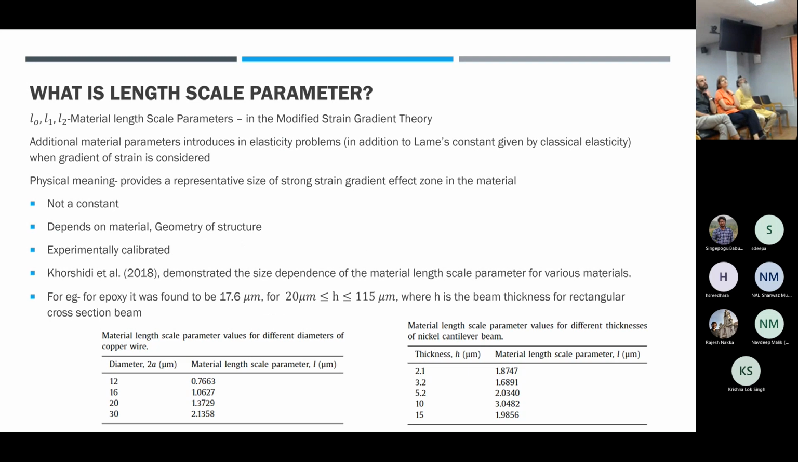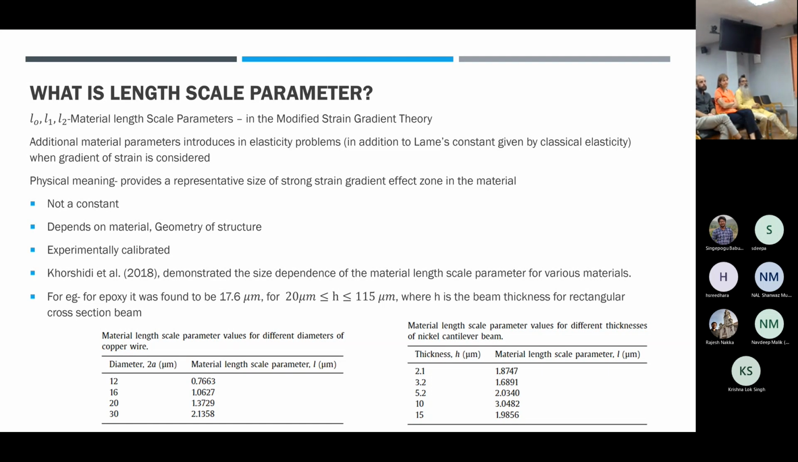Coming to the length scale parameter, what is this length scale parameter? These length scale parameters are additional material parameters introduced in the elasticity problem. They are similar to the Lame's constants used in classical elasticity, but they correspond to the gradient of the strain instead of the strain. So the physical meaning is that it provides a representation of the area up to which the gradient effect is predominant. That is what the length scale parameter tries to give. Again, it is not a constant, meaning that it depends on the geometry as well as the material type.